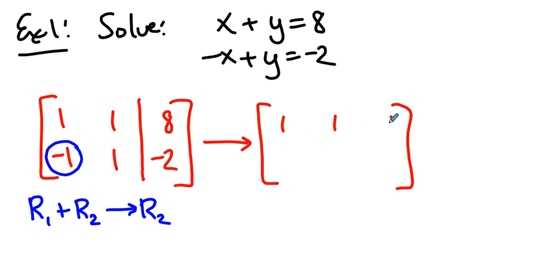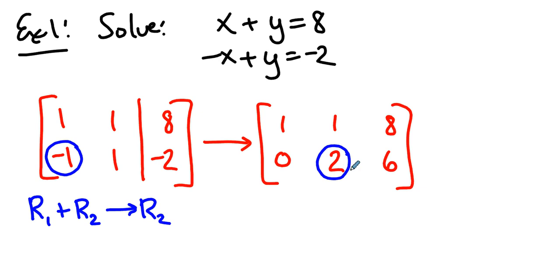Row 1 stays as is. We add row 1 to row 2 and leave the result in row 2. 1 plus negative 1 is 0. 1 plus 1 is 2. 8 plus negative 2 is 6. And now we have a 1 in this spot where we need it and a 0 in this spot where we need it. Now, to solve the system, we need a 1 in this spot.